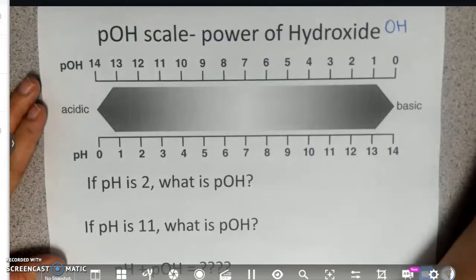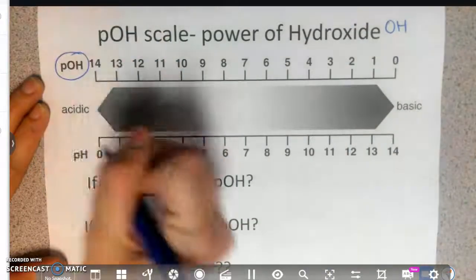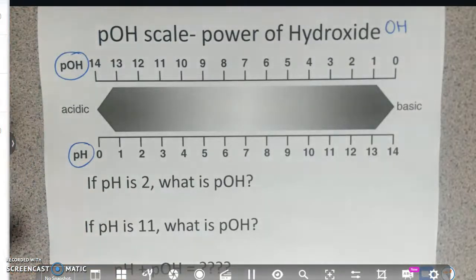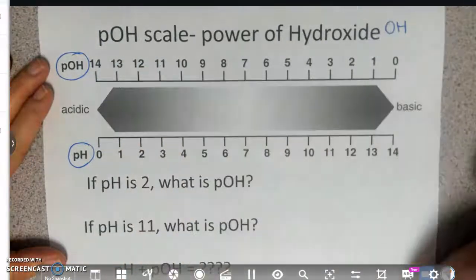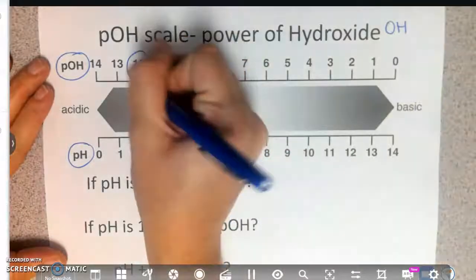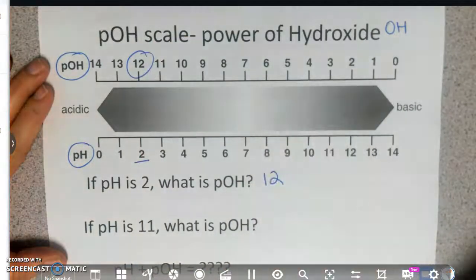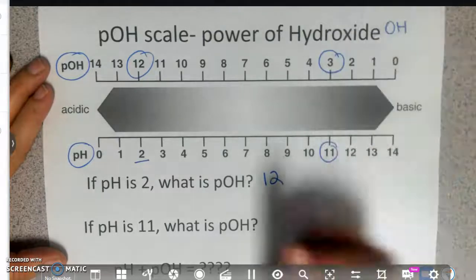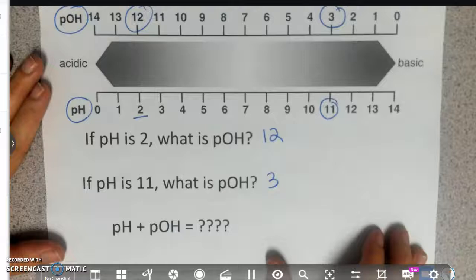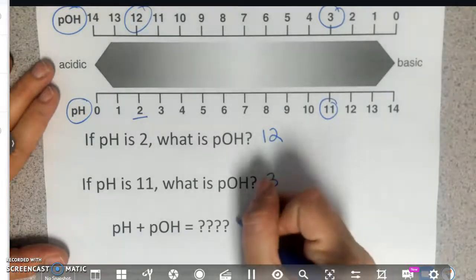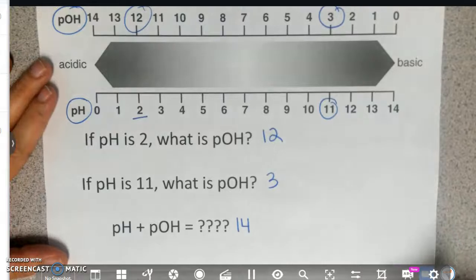And so look at this really fast. This is pOH and this is pH. If something has a pH of 0, the pOH is 14. So when pH is 2, pOH is 12. If pH is 11, pOH is 3. And hopefully looking at that, you can figure out pH plus pOH always equal 14. And so that is going to be our third formula.